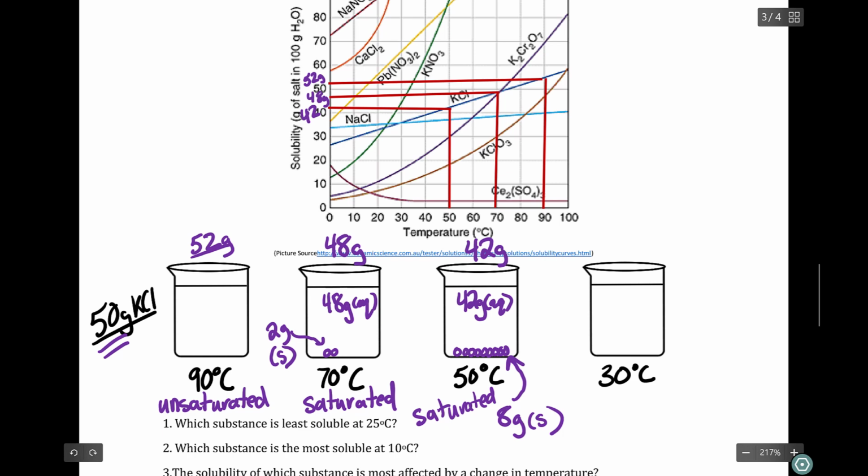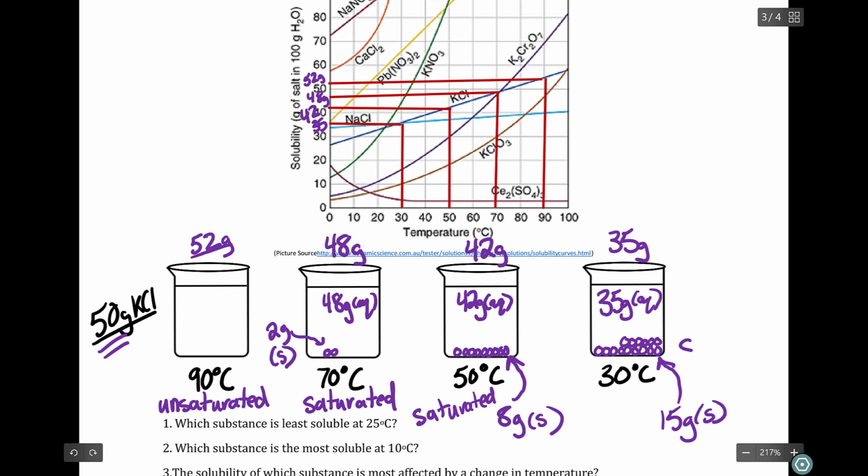Last but not least, if it was 30 degrees Celsius, I do a line up, I do a line across, and that looks roughly at about 35 grams. So 35 grams would dissolve. I would have 35 grams, which is aqueous, and then I would have 15 grams of solid at the bottom, making up the total of 50. And I just used one circle for each gram. So 15 grams of solid.